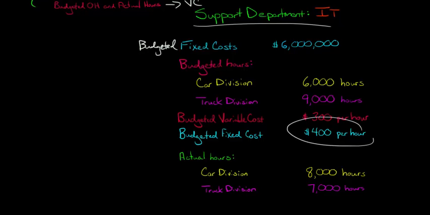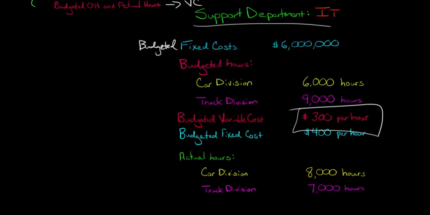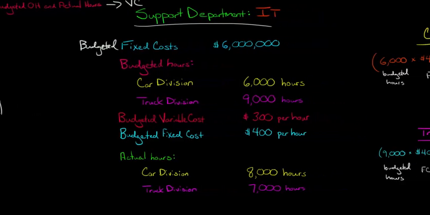Now, with the fixed costs, we are going to allocate. We're going to take this rate of $400 per hour, but we're going to use the budgeted hours to allocate that fixed cost, right? But with the variable cost, we're going to do it differently. We're going to take the budgeted variable cost of $300 per hour, but instead of using the budgeted number of hours like we did with fixed cost, we're going to use the actual number of hours, and that's why we call it a dual rate system.